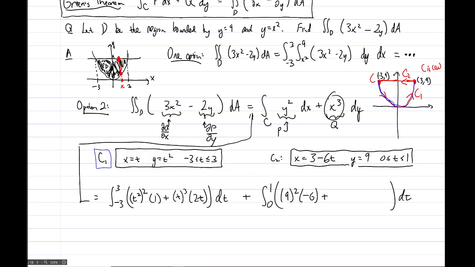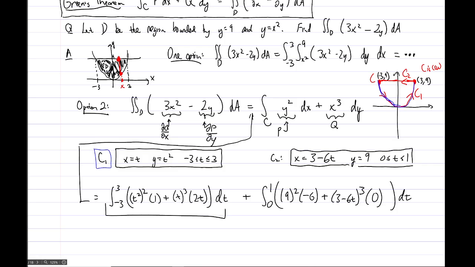Then we have x cubed. Okay, so we've got 3 minus 6t is x cubed. And then dy is supposed to be the derivative of y. So the derivative of 9, that's a 0, times a dt, but there's that dt that we had factored out.